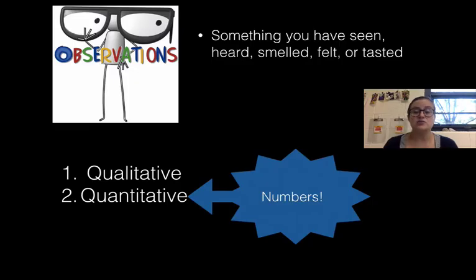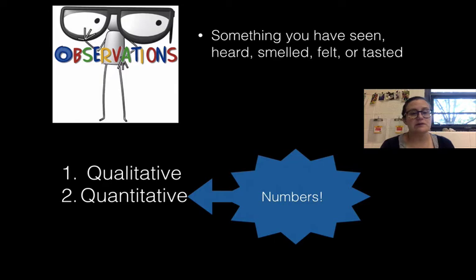Qualitative observations do not. Let's have a few examples. We're going to look at this little guy with glasses up in the corner. So a few qualitative observations about this guy: he has skinny legs, he has big glasses. His hand is in front of one of his eyes. The letters that make up observations are different colors. The letter A is green. Those are all qualitative.